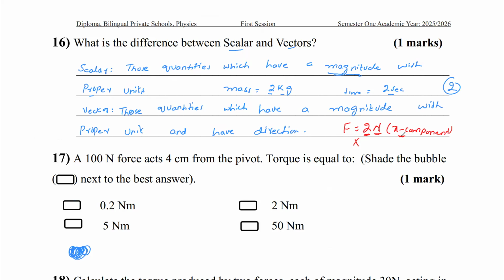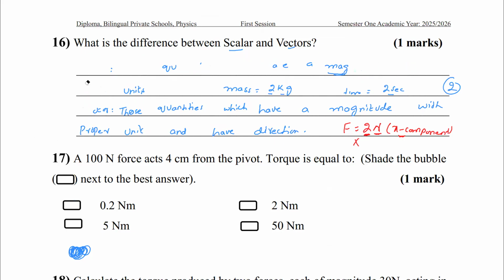actually the direction. So remember one thing, if we're talking about vectors, we have to know about the unit, magnitude, and also the direction. If they're asking what is the simplest difference between scalar and vector, you can say that scalar has no direction but vector has a direction, so your answer is also right. So this is question number 16.